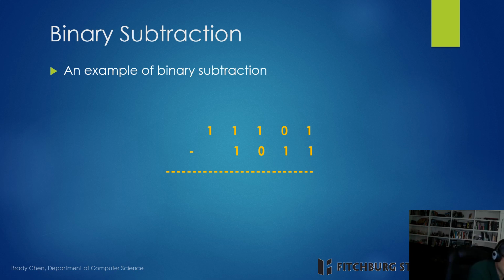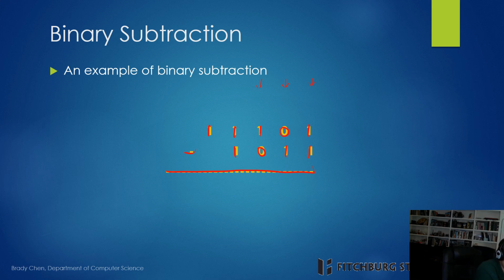So there are two numbers, 1, 1, 1, 0, 1, 1, 0, 1, 1. The binary subtraction is very similar to the binary addition. So we're going to start from the ones position, and then the twos position, fourth position. Okay, now before we do this, let's take a look at the subtractions for the decimal numbers.